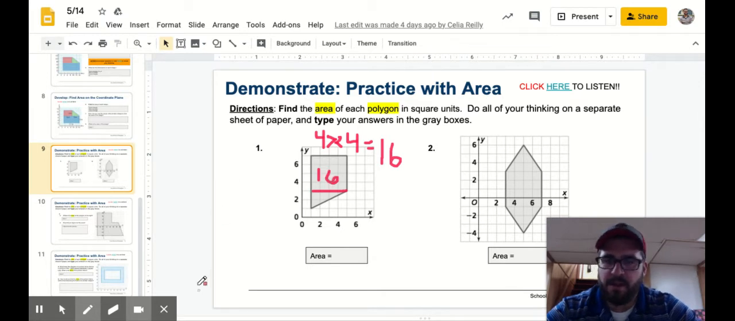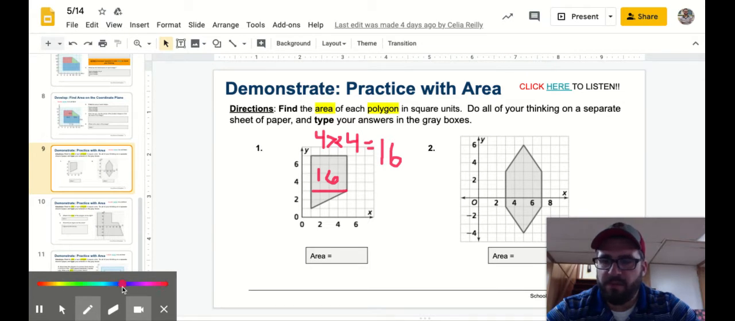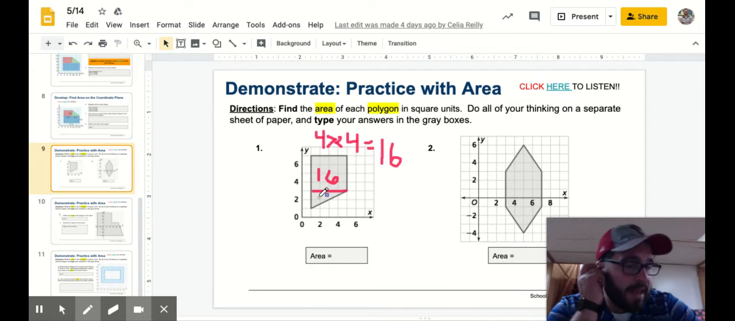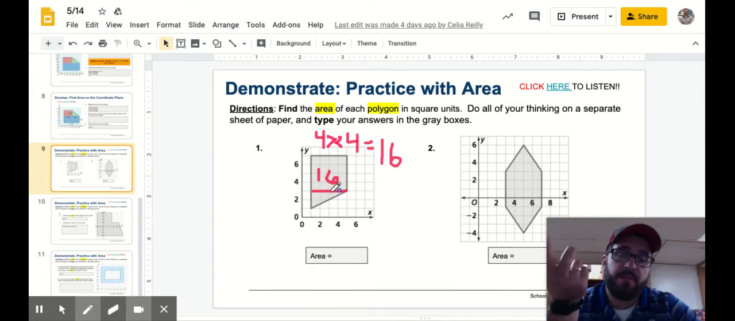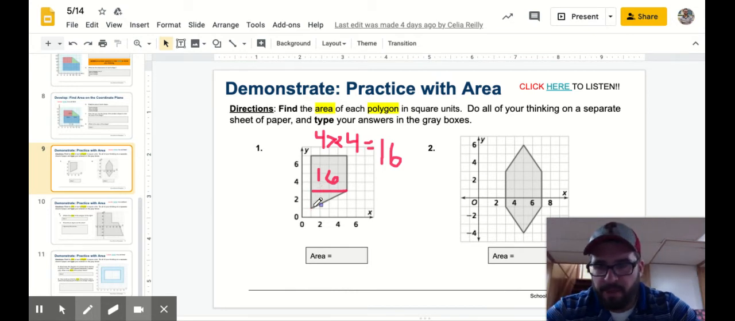I'm going to quick change my color up here. So I'm going to go blue, right? Now to find the area of a triangle, we multiply the base times the height and then divide that by 2 or multiply it by 1/2. So if we look here at the base, I see that the base is 1, 2 units. So I have 2. And I notice that the height is 1, 2, 3, 4 units.